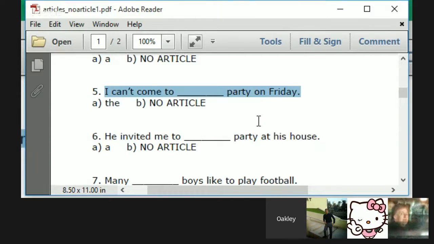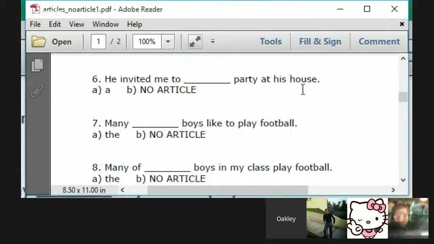So it's possible to say that, and it makes sense. Oh, we're going to go out. There's 3 parties on Friday. You should come with us. I can't do that. I have too much work to do. I can't go to a party on Friday, any party, regardless of where it is or what it is, you see. Okay, Ken, number 6.